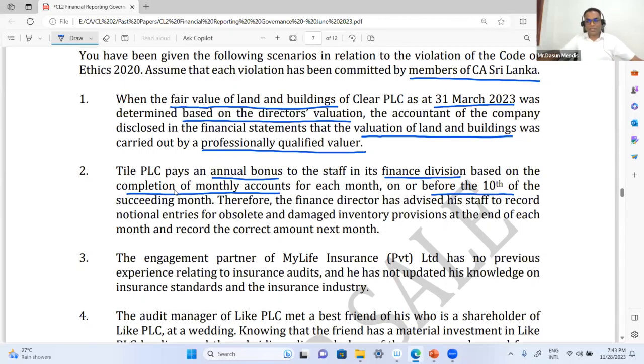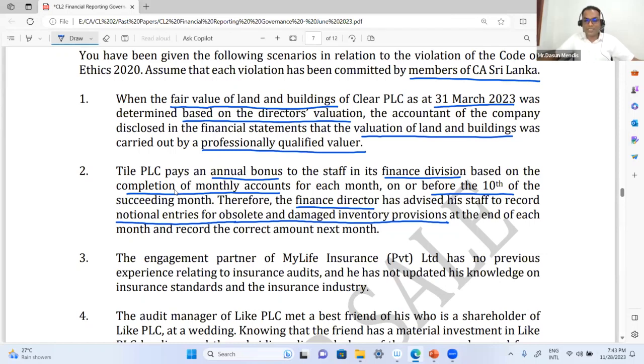Okay, if you are working in the accounts department, finance division of a company, the month-end process is one of the important processes. You have to close the financial statements of the previous month and show the performance and position of that particular month. Now, this company has to do it before the 10th of the following month. Therefore, the finance director has advised his staff to record notional entries for obsolete and damaged inventory provisions at the end of each month and record the correct amount in the next.